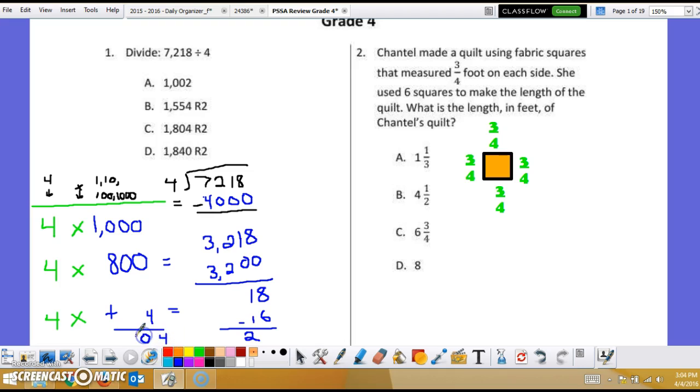0 plus 0, bring down my 8 and my 1. My final answer is all right here at the very bottom, what I'm circling in red. 7,218 divided by 4 is 1,804 with a remainder of 2. Let's move on to number 2.